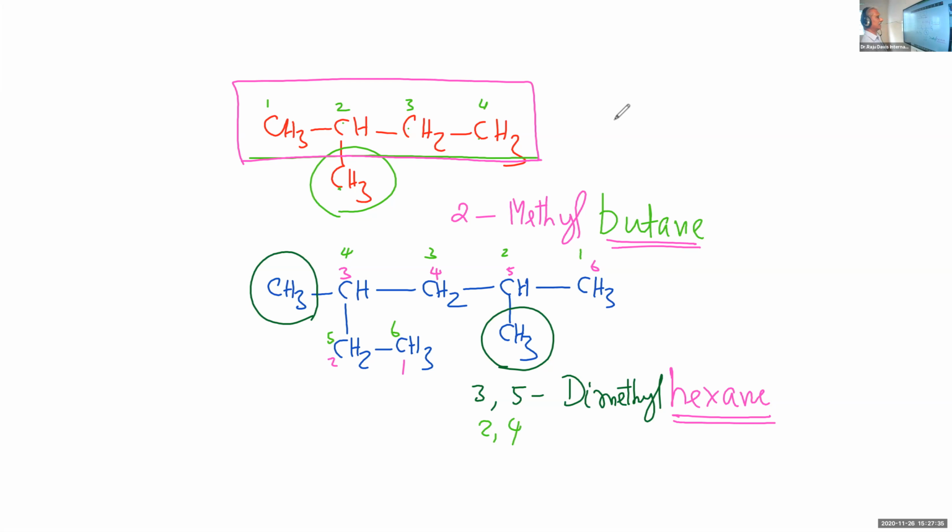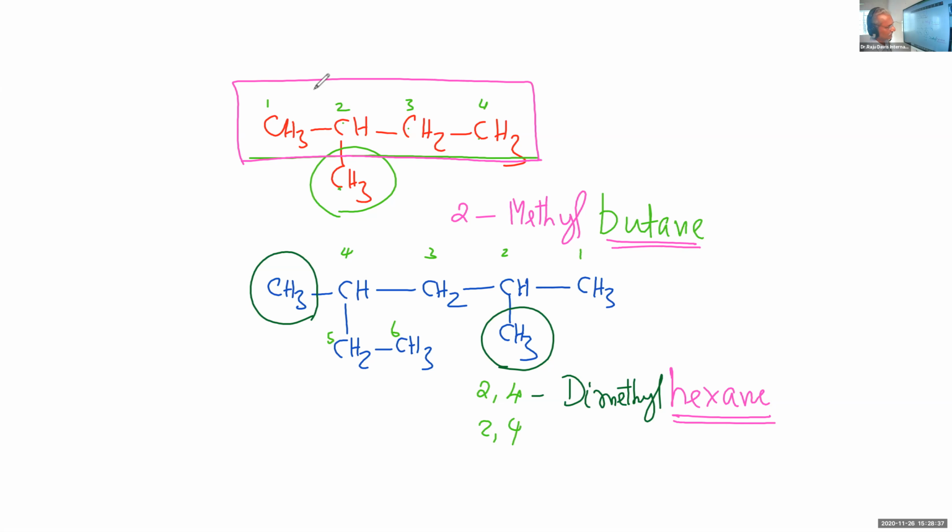There is another rule we can see later. You take the sum of the locants. If you take the first one, the sum of the locants, 3 plus 5 is equal to 8. The second one, 2 plus 4, is 6. The sum should be the lowest. So the correct way of numbering is Nandana's way of numbering. So the compound is 2,4-dimethyl hexane.